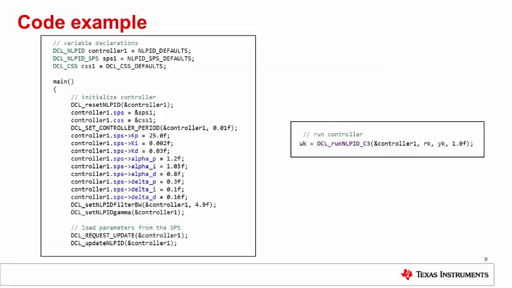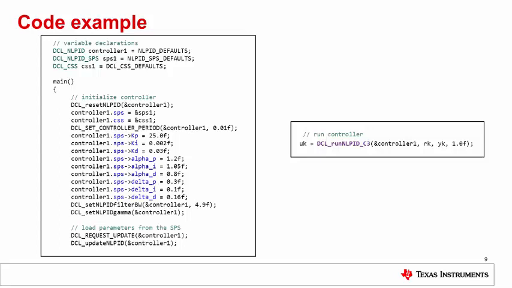In this simplified code example, we see the declaration, initialization and use of an NLPID_C3 controller. The code on the left first declares an instance of an NLPID controller, together with its two supporting substructures. The code then initializes its parameters in the shadow parameter set, including the derivative path filter bandwidth.